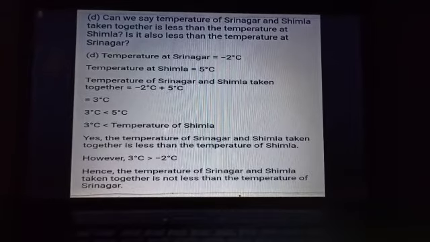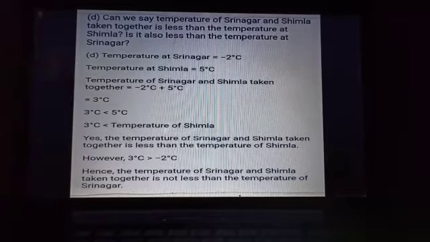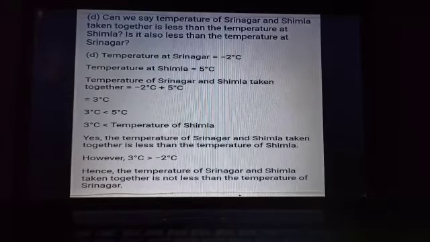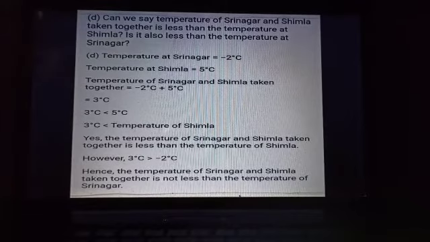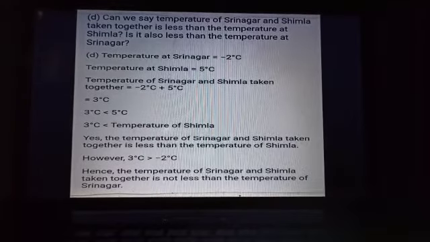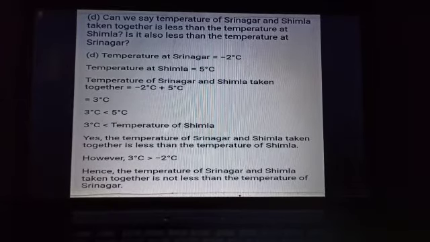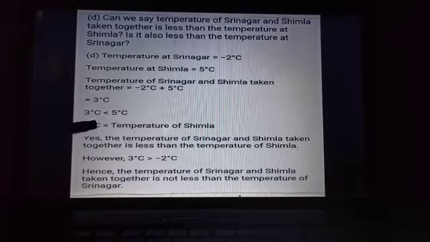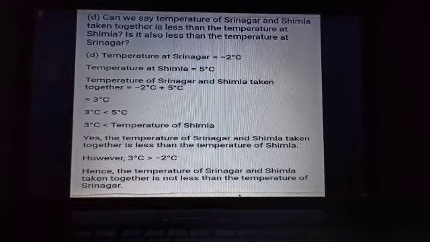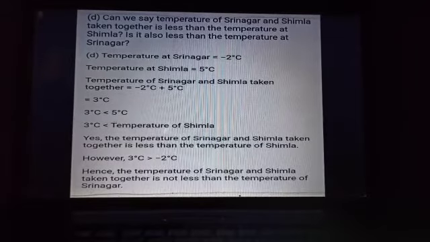When they both are taken together, we have to add these temperatures. So -2 degrees Celsius plus 5 degrees Celsius, you will get 3 degrees Celsius. Now we have to compare the temperature of Srinagar and Shimla taken together with the temperature of Shimla. And as you know, the temperature of Shimla is 5 degrees Celsius. So as you can see, 3 degrees Celsius is less than 5 degrees Celsius, or I can say that 3 degrees Celsius is less than the temperature of Shimla. So this is yes, the temperature of Srinagar and Shimla taken together is less than the temperature of Shimla.